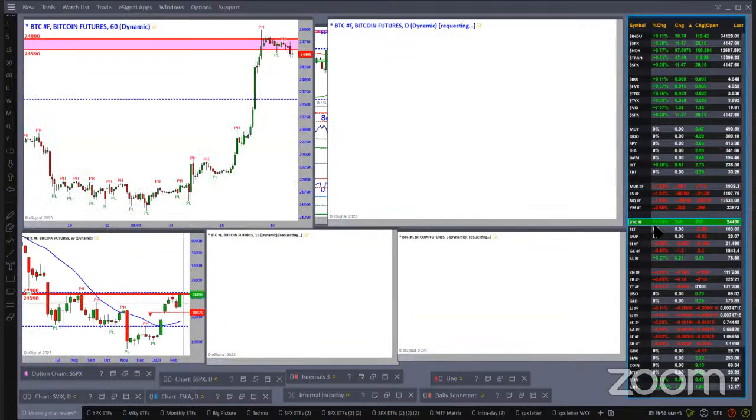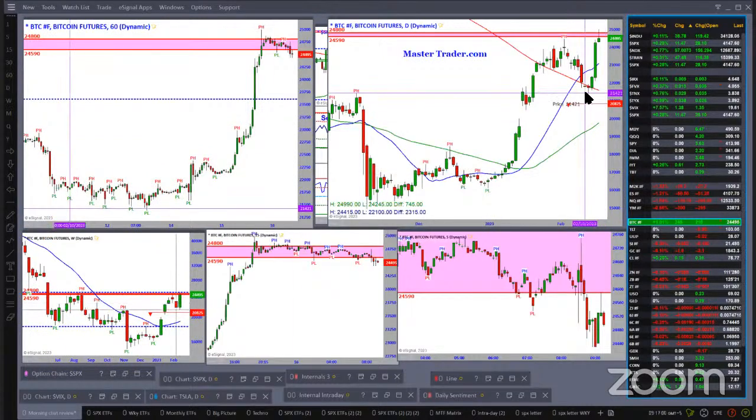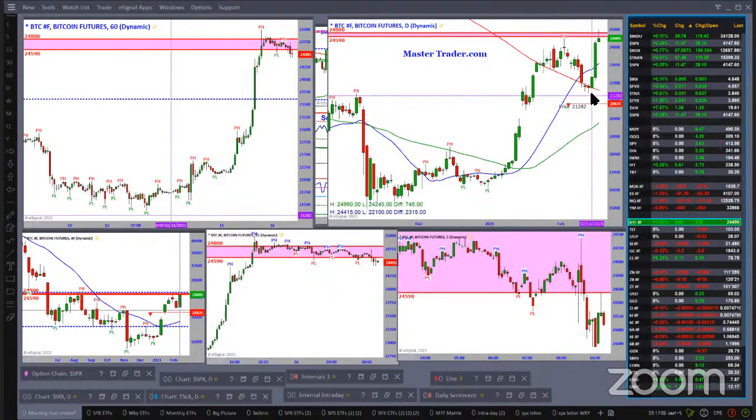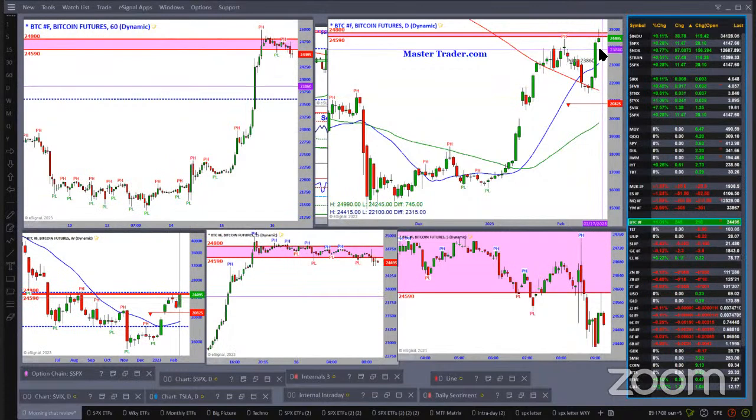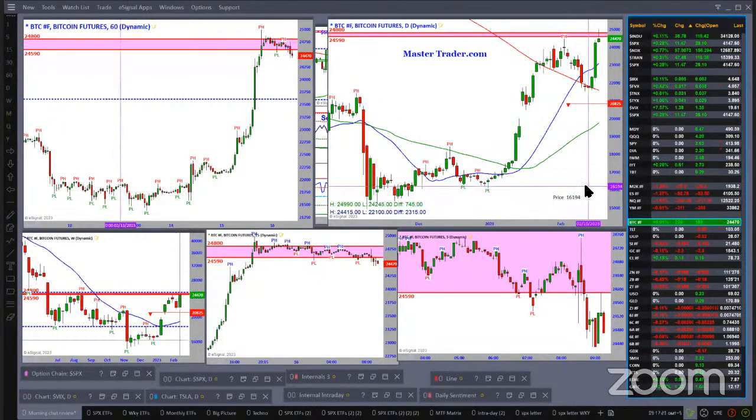Amazing move in Bitcoin, huh? Wow. I wouldn't have thought that, but there was some news yesterday. I didn't catch what it was, but I know there was some news that ripped this thing higher and just peekabooed above that pivot high there. So that was pretty wild. And probably that's what maybe got the markets going yesterday.